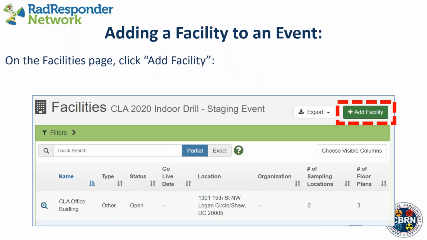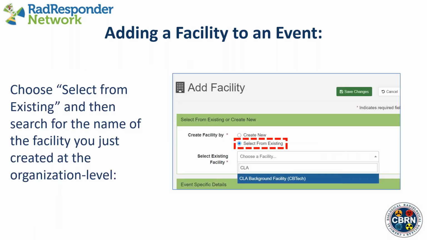You're going to click Add Facility at the top. And again, you must have the event manager role in order to do this. You have two options to create a facility. You can either create new or select from existing. And you're going to choose select from existing because you just created that facility with all of your sampling locations.